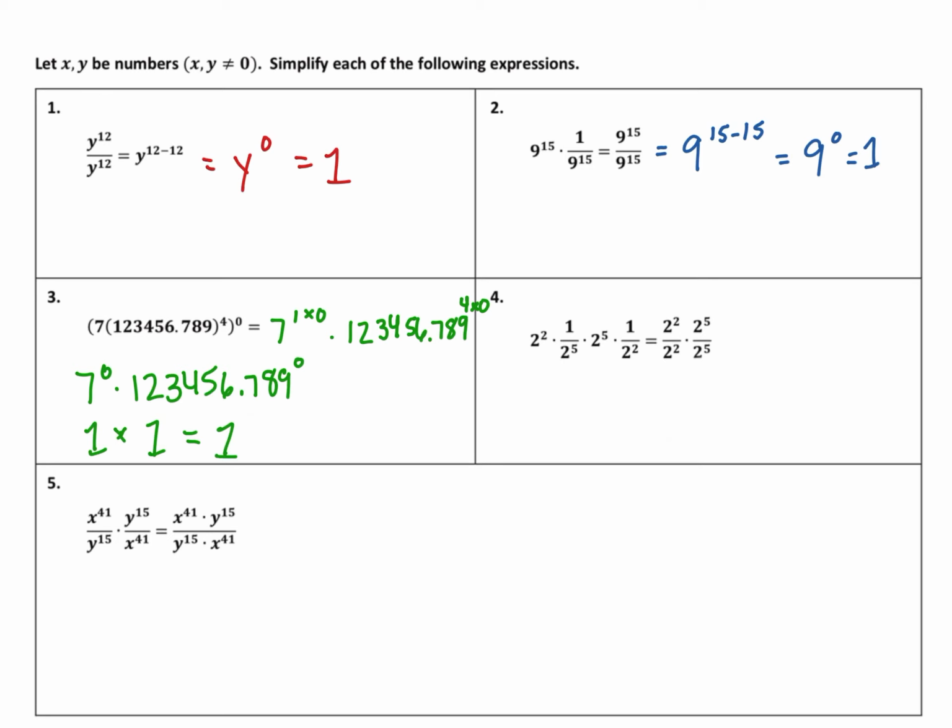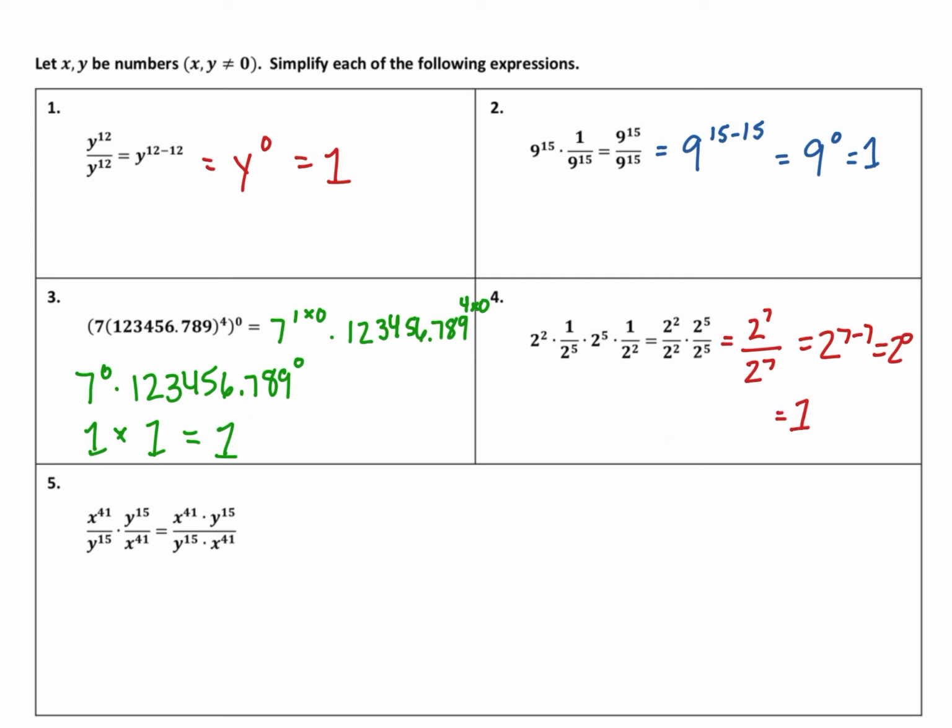On number 4, we end up with 2 to the 2nd times 2 to the 5th. And when you multiply the same base, you add. So 5 plus 2 gives us 7. And the bottom has 2 for the base, and they're being multiplied, so we get 2 to the 7th there also. Then looking at the division, we can subtract those exponents. 7 minus 7 is 0. So this one is also equal to 1.